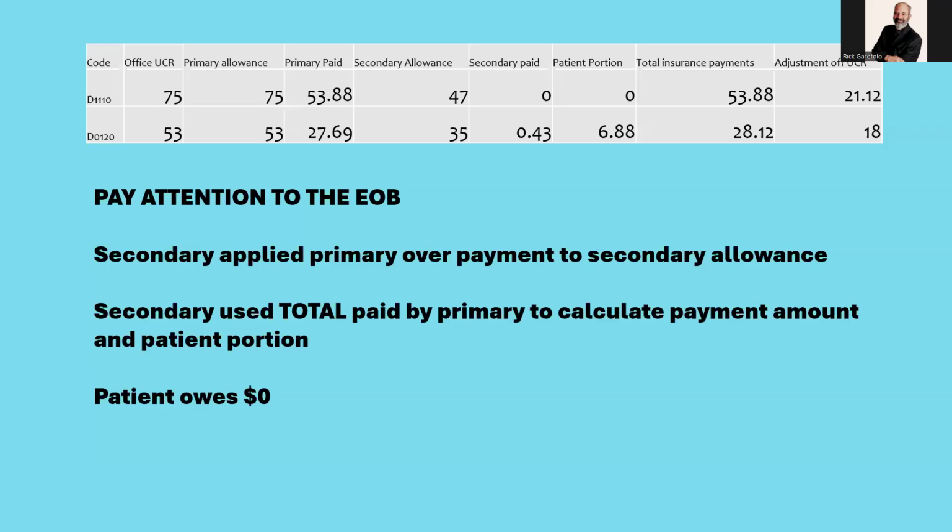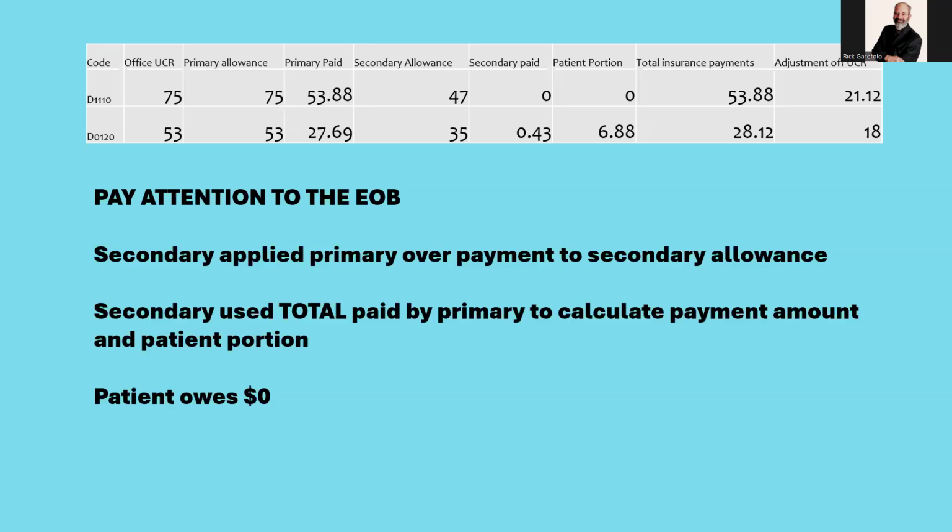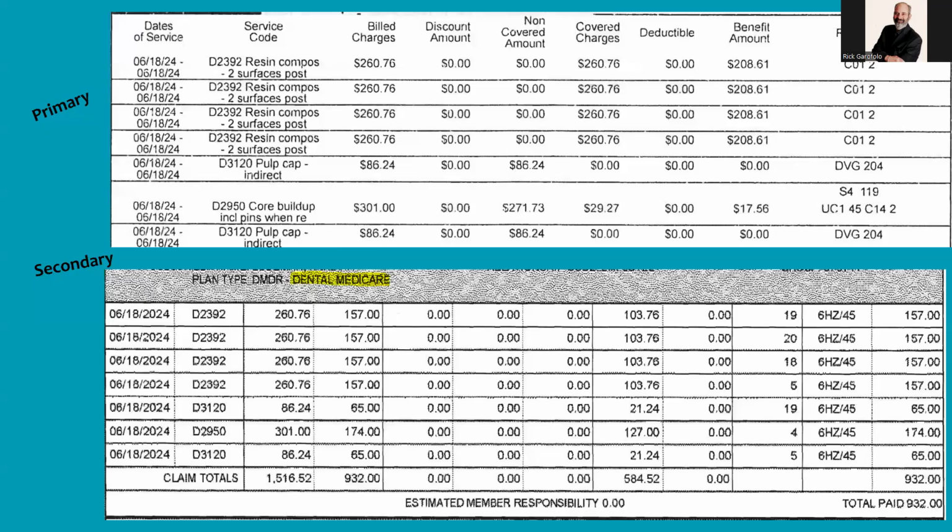The patient is spending less money because, remember, if they didn't have that secondary, they would have owed me $21.12 for the pro fee and $25.31 for the exam. But here, the patient only owes $6.88. So it's a great, great thing.